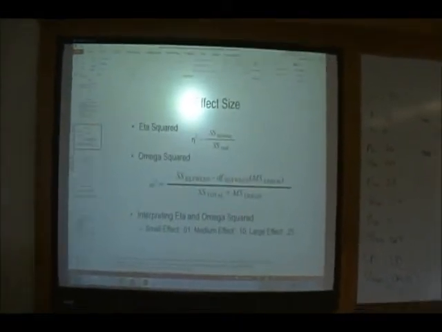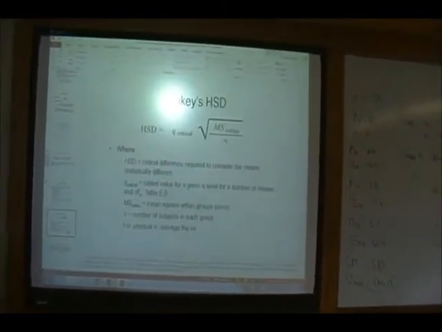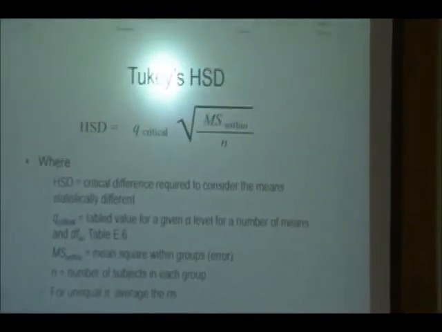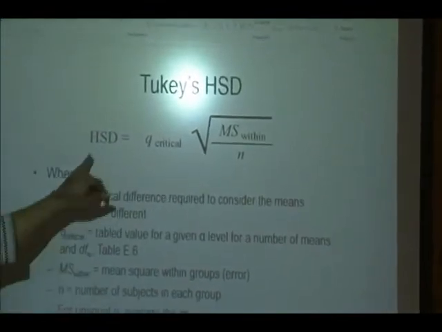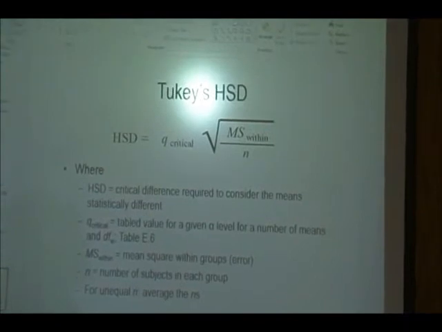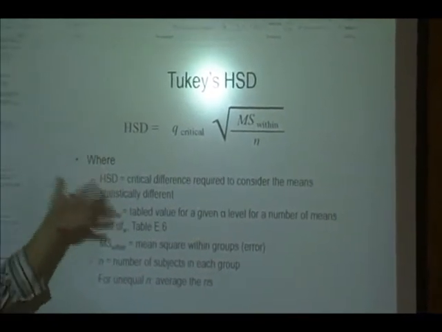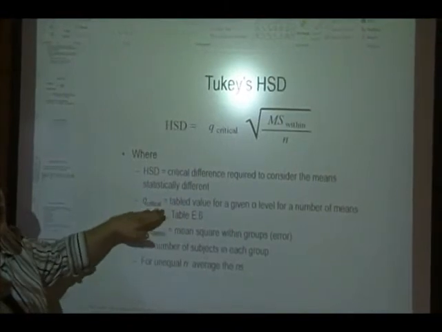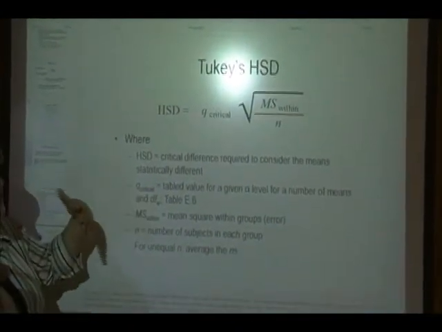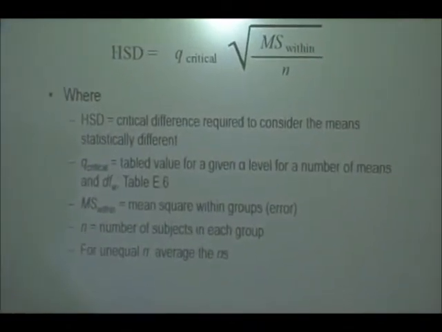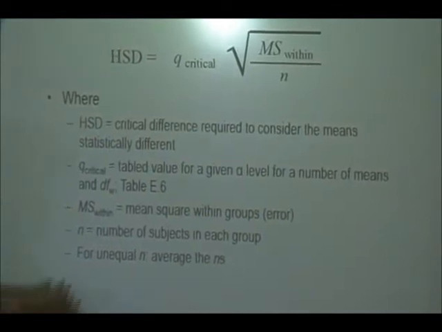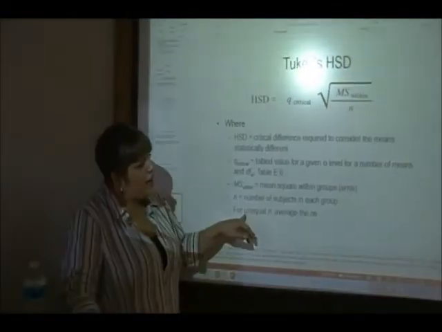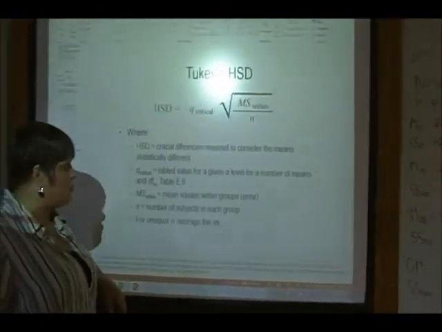So we do what are called post hoc tests. I'm sorry, let me come back to my PowerPoint. And for HSD, we use the Tukey's HSD. HSD stands for honestly significant difference. Basically, HSD tells us how big the difference between means has to be in order for us to reject the null, okay? Now, Q critical is the table value that we get from our textbook for the Tukey's HSD test. The mean square within is the mean square for our within groups, or our error, and the n here is the number of subjects in each group. If you didn't have equal n, you would average the n's to determine what that small n is, okay?